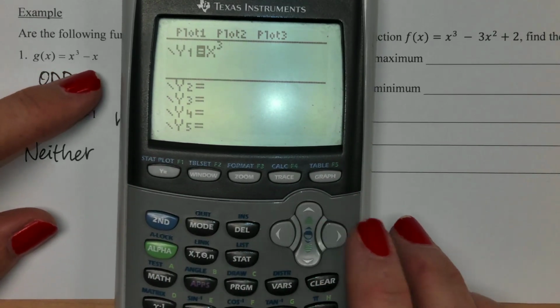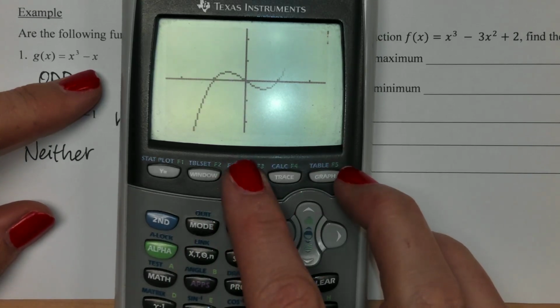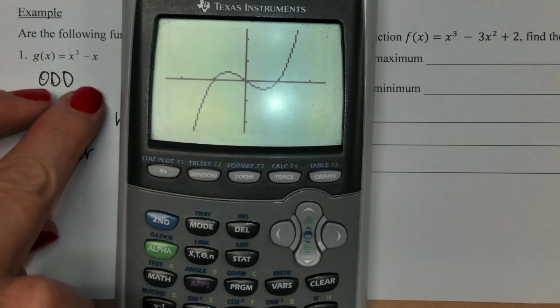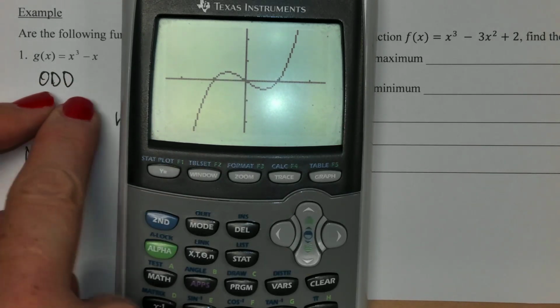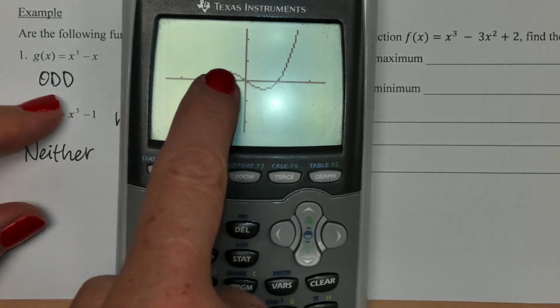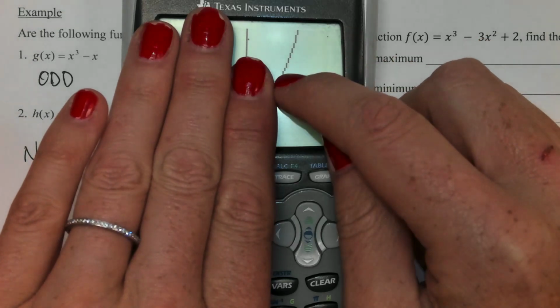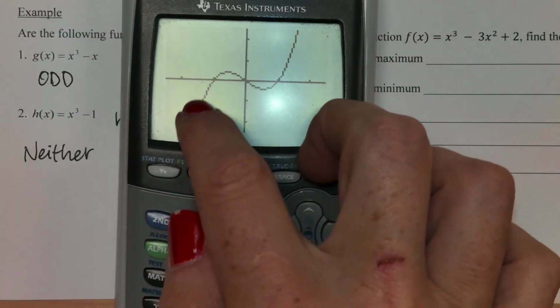So this one is x cubed minus x. Oops, I didn't hit my zoom 6. We can actually use that though. So this, for it to be an odd function, remember diagonally it has to be the same. So I've got kind of a little loop here, same in the opposite corner. And then in this corner I've got that portion, and then in this corner I've got its match.